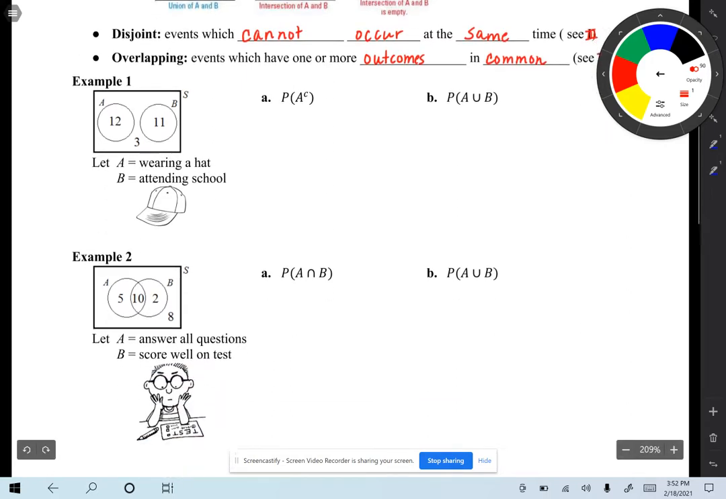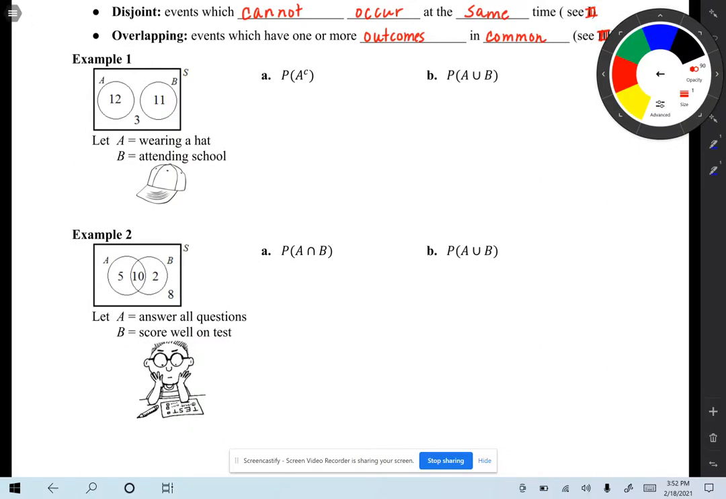So let's do a couple of examples with the Venn diagram. Example 1 has two events A and B. Event A is wearing a hat and there's 12 individuals. Event B, attending school, 11 individuals. And then there's 3 that's outside both, so that's neither in event A nor in event B. And S just tells you that's their whole sample space. In part A, let's count up how many we have total. So 12 plus 11 plus 3, that would be 26 total. We'll just say students, because they're attending school.